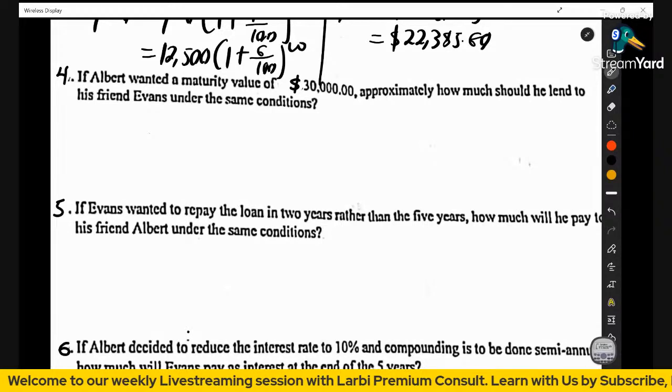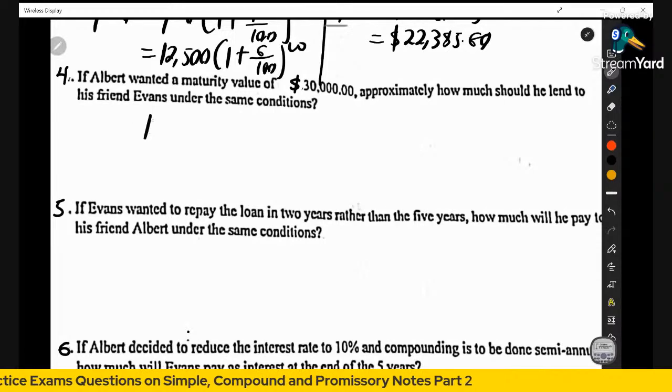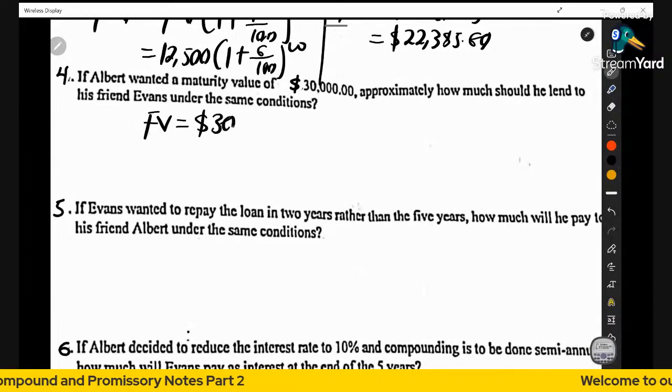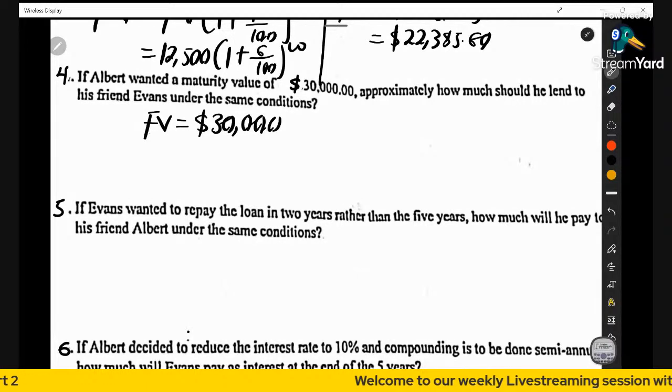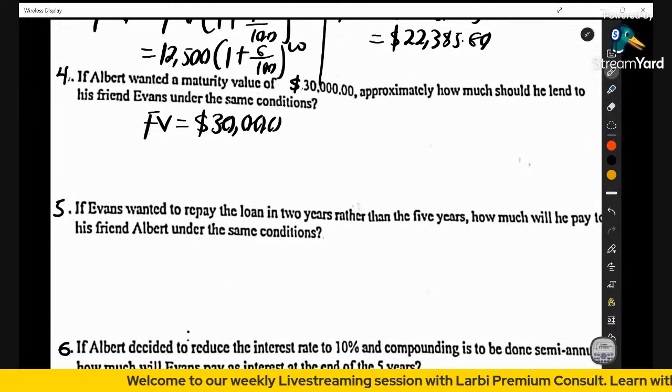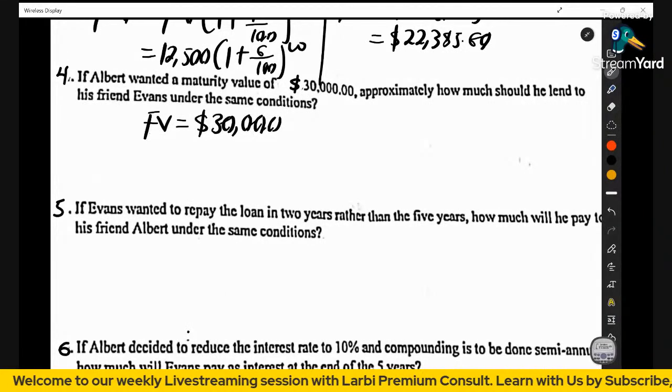So here lies the case. It goes like, if Albert wanted a maturity value of $30,000, approximately how much should he lend to his friend Evans under the same condition? So under the same condition, we know that our future value in this case has been given to us as 30,000. So what the examiner is requiring of us is to calculate the amount that should be lent to Evans, that is the present value or the loan amount.